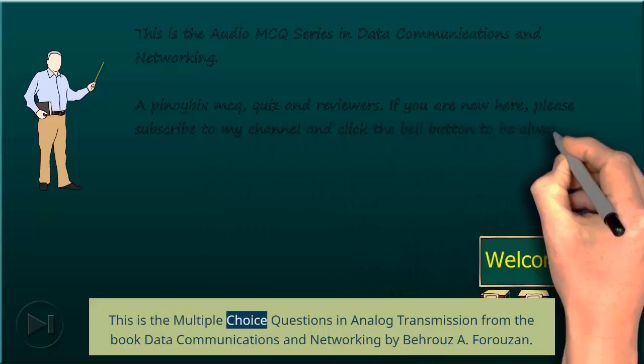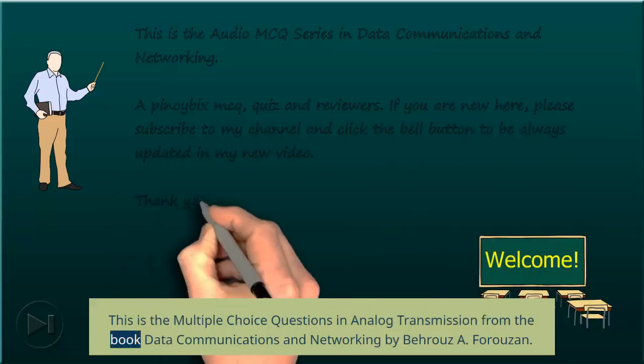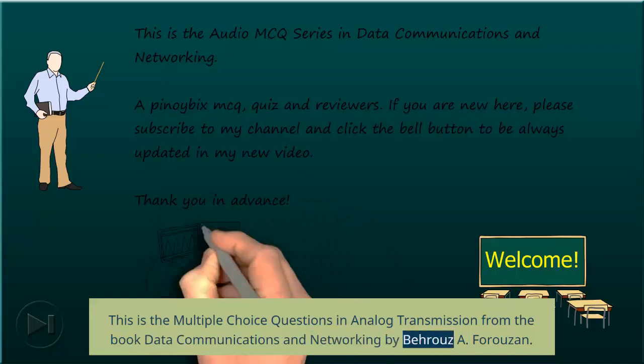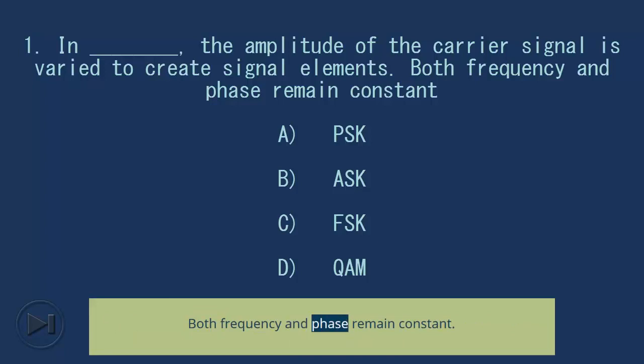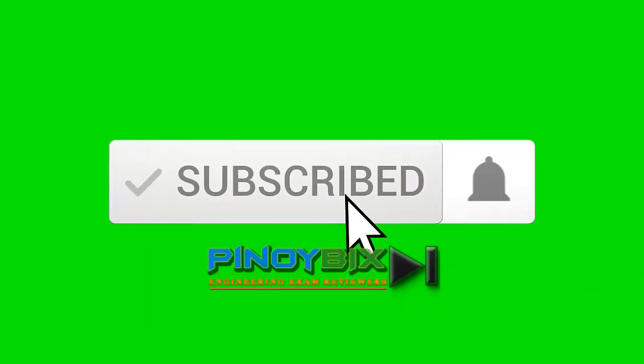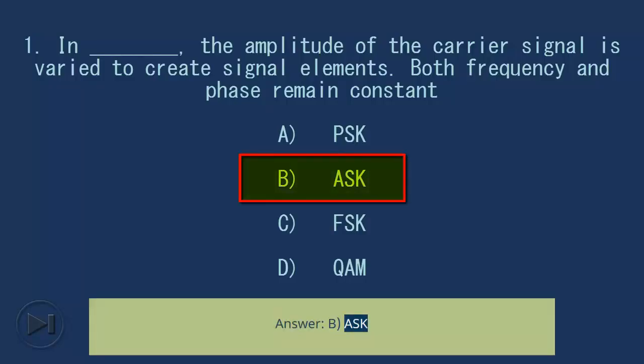This is the multiple choice questions in analog transmission from the book Data Communications and Networking by Behrouz A. Forouzan. 1. In blank, the amplitude of the carrier signal is varied to create signal elements. Both frequency and phase remain constant. A. PSK. B. BASK. C. FSK. D. QAM. Answer, B. BASK.